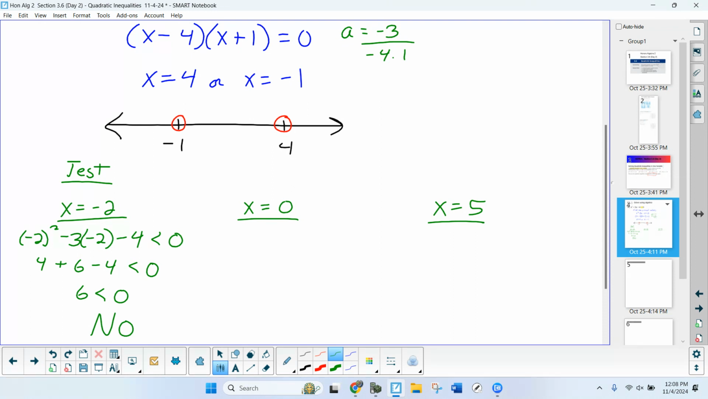Now, again, you can use your calculator if you're calculator dependent. I'm going to put in 0. 0 squared minus 3 times 0 minus 4. Is that less than 0? Well, what's 0 squared? 0. What's negative 3 times 0 minus 4? What's that give me? Is negative 4 less than 0? Yep.